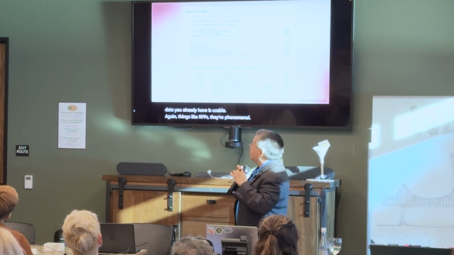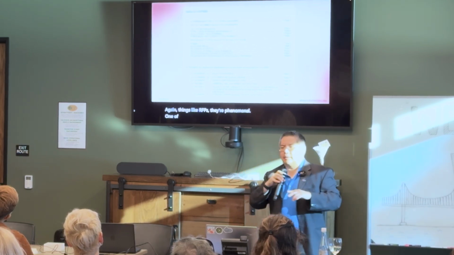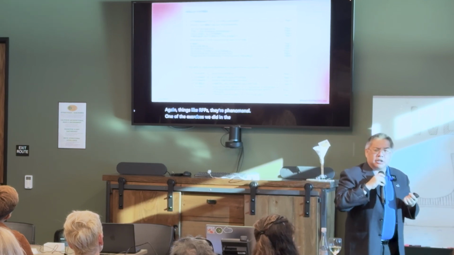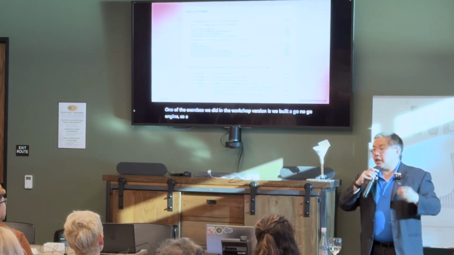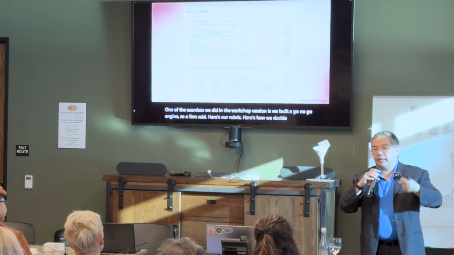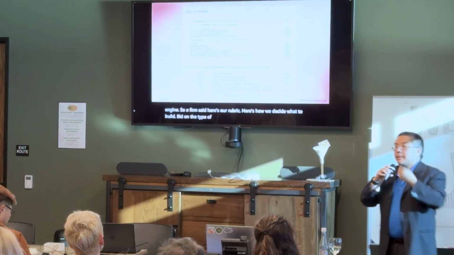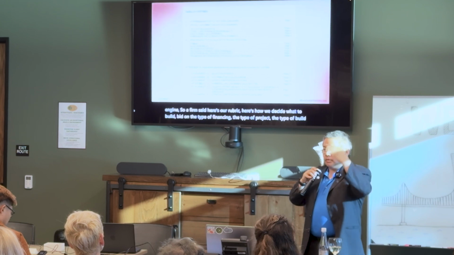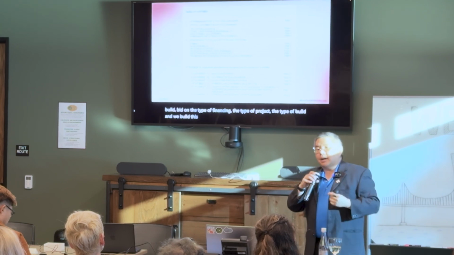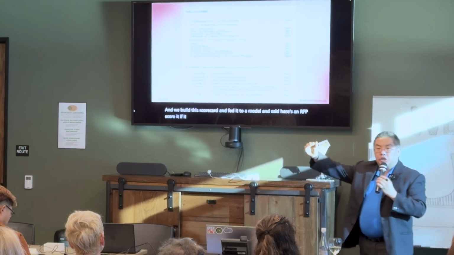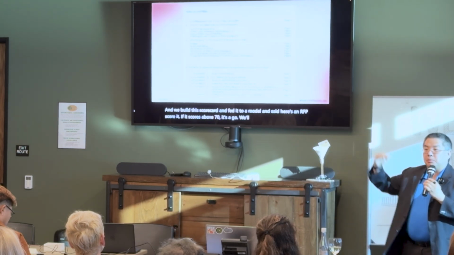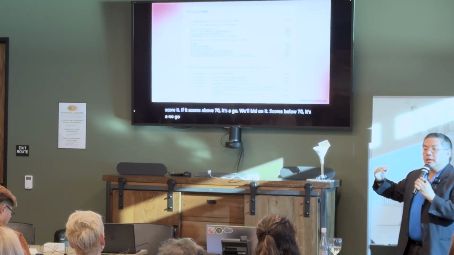One of the exercises we did in the workshop version of this, we built a go, no-go engine. So a firm said, here's our rubric. Here's how we decide what to bid on. The type of financing, the type of project, the type of build. And we built this scorecard, and we fed it to a model and said, here's an RFP. Score it. If it scores above a 70, it's a go. We'll bid on it. If it scores below 70, it's a no-go. We won't bid on it.